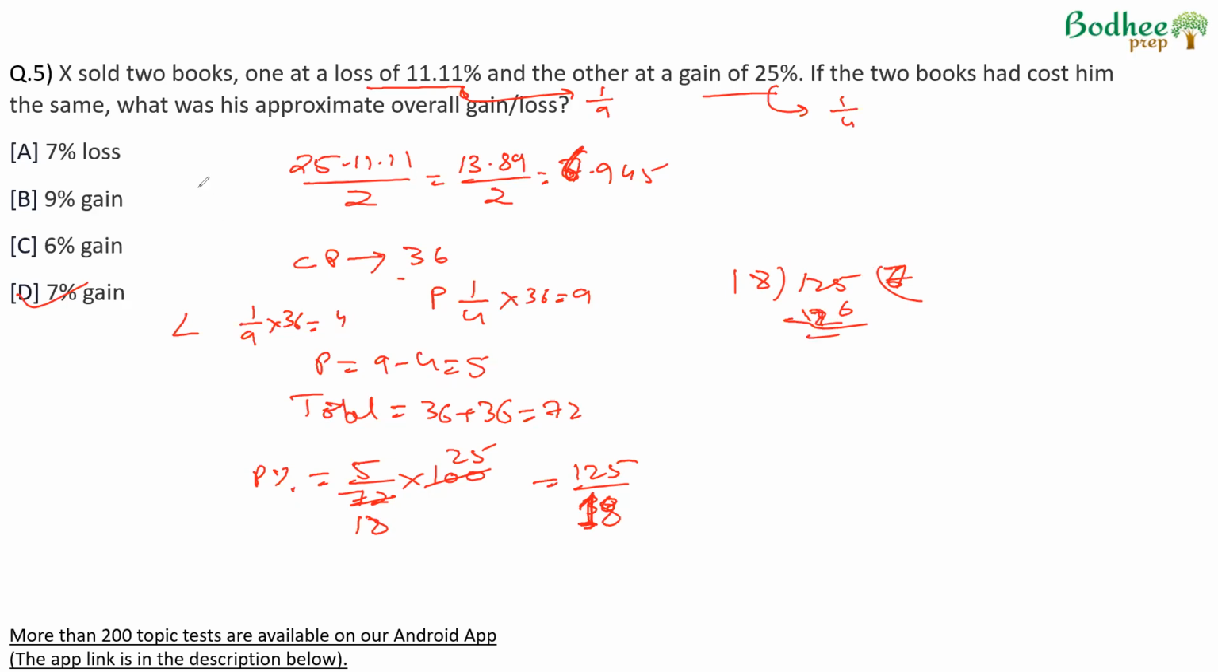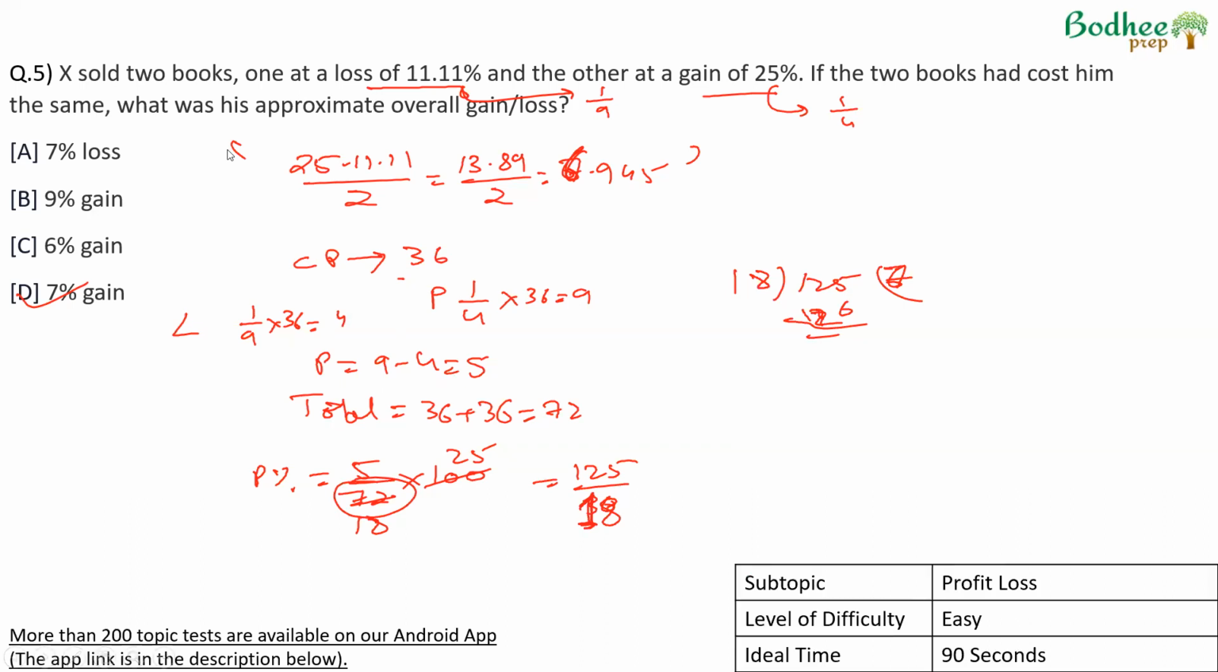I think a better approach here would have been to take the cost price as 100 and not 36 because that created a denominator which is difficult. But again, use this formula directly. When the cost price is the same and the profit or loss percents are x1 and x2, the answer simply is x1 plus x2 upon 2. If it is a loss, take the negative value. Since we've done that formula in the class as well, it's an easy question. It should have been done within 60 to 90 seconds.